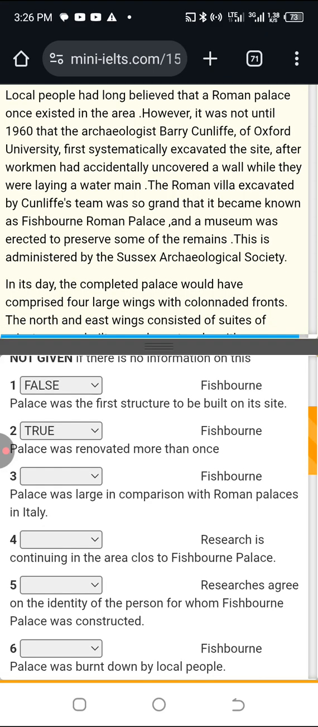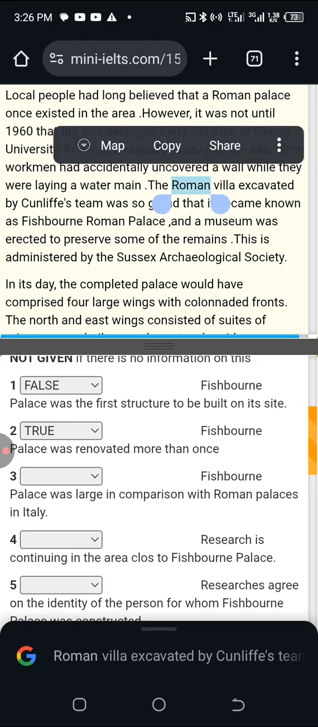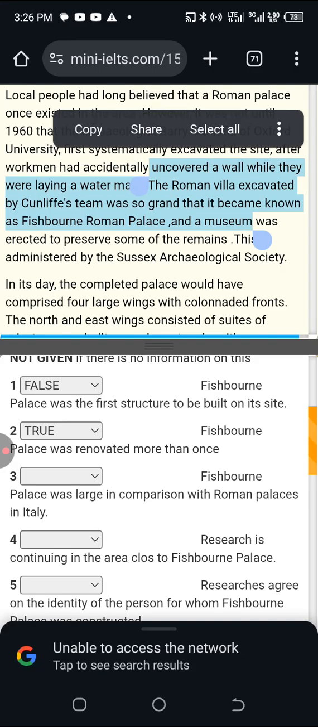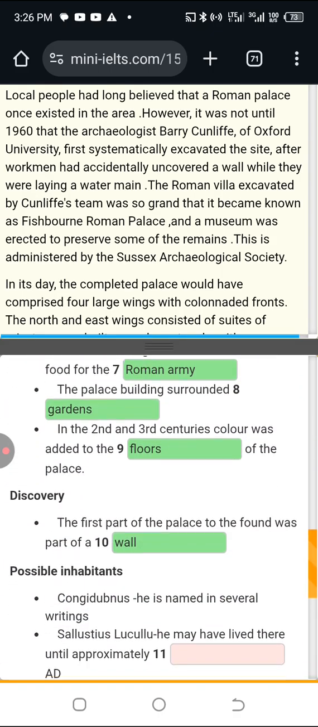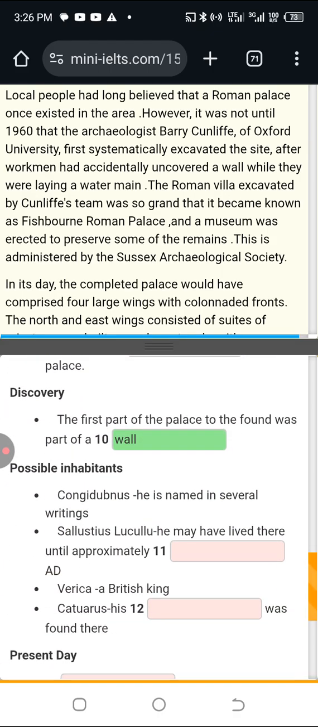Let's continue. The Roman villa excavated by Cunliffe's team was so grand. Grand means very big. Was so grand that it became known as Fishbourne Roman Palace. And a museum was erected to preserve some of the remains. This is administered by the Sussex Archaeological Society. Okay, I've not yet seen this comparison. I've only seen grand. Let me check the gap filling. Is there anything I can answer? Okay, I've not seen all this. I've not seen this name.